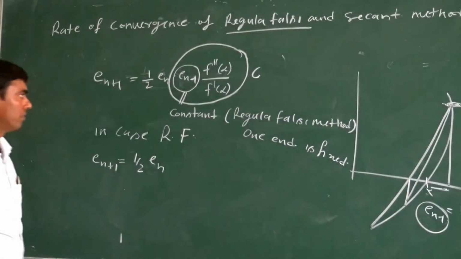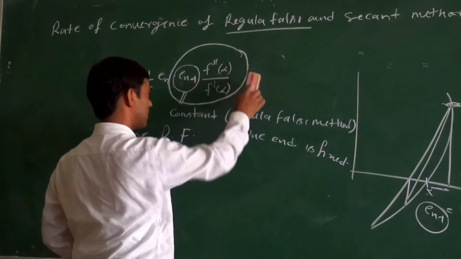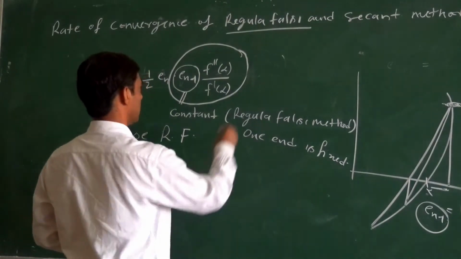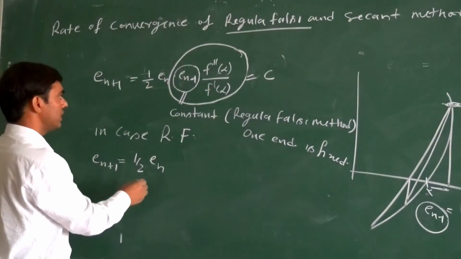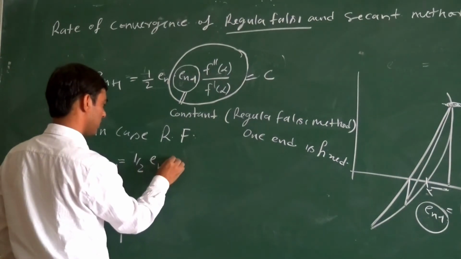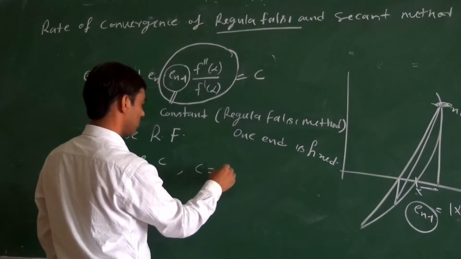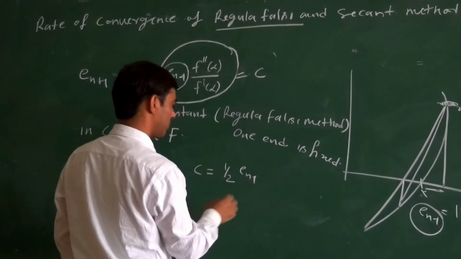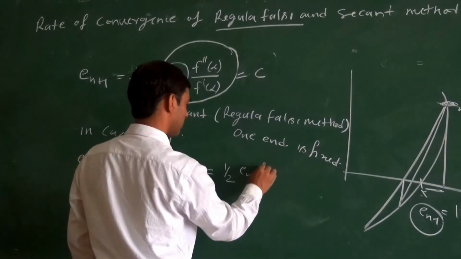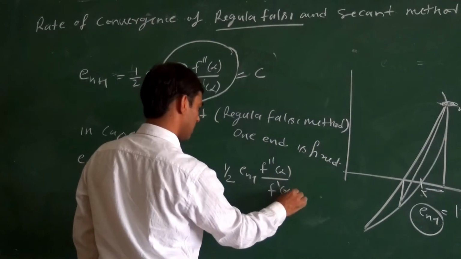We denote this by a constant C. Here we assume this is C. Then 1/2 En C, where C is 1/2 En minus 1 f''(alpha) upon f'(alpha).